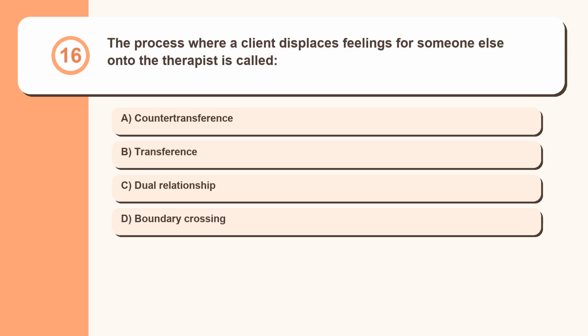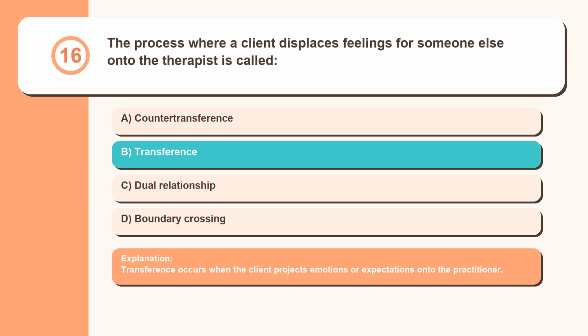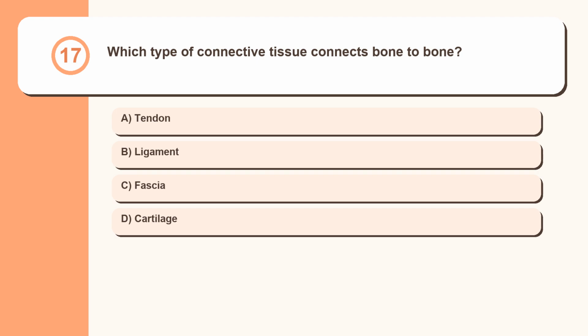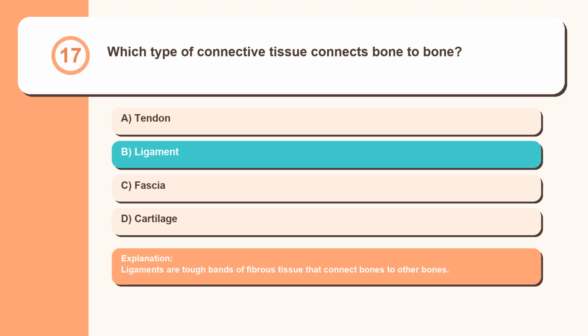Question 16. The process where a client displaces feelings for someone else onto the therapist is called countertransference, transference, dual relationship, boundary crossing. Transference occurs when the client projects emotions or expectations onto the practitioner. Question 17. Which type of connective tissue connects bone to bone? Tendon, ligament, fascia, cartilage. Ligaments are tough bands of fibrous tissue that connect bones to other bones.